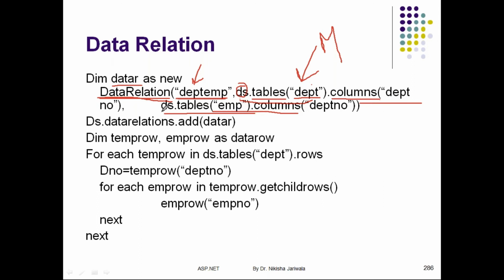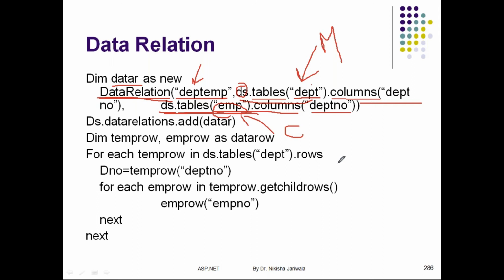So obviously again we will use the DataSet object, that is DS. Within that we will use the Tables collection. From that Tables collection I want to use the EMP table, and from that EMP table I want to use the DEPT-NO column. So this EMP table will act as a child table. Again, I repeat, this EMP table will act as a child table within this relationship, right?